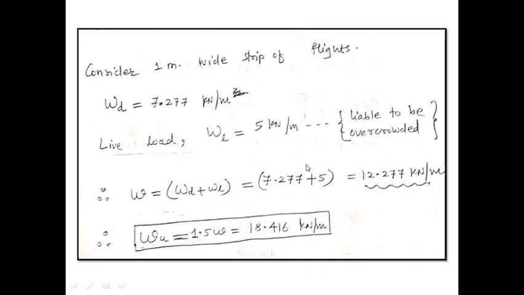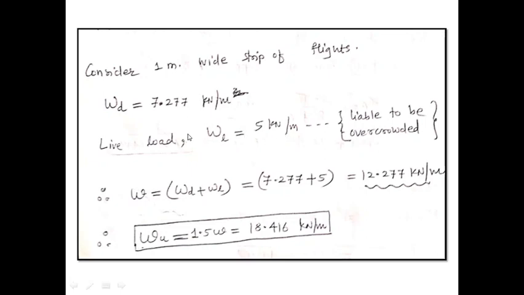Now let us consider a 1 meter wide strip of flights. We know that WD is 7.277 kilonewton per meter square, into 1 meter considered, therefore it becomes 7.277 kilonewton per meter. Live load we can consider as 5 kilonewton per meter. It is not given in the problem directly, but indirectly they have mentioned that this staircase is liable to be overcrowded. IS code says that whenever the staircase is liable to be overcrowded, we can take live load as 5 kilonewton per meter, and therefore WL is 5 kilonewton per meter.